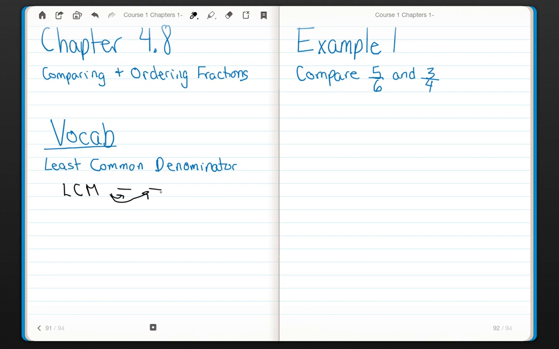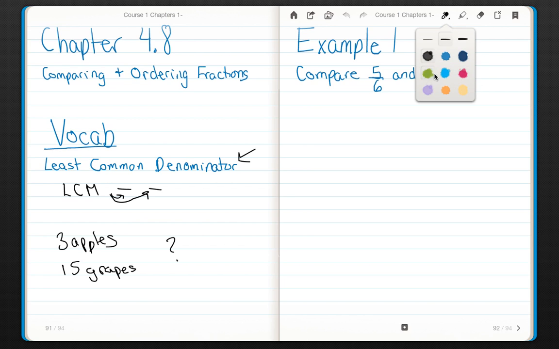So why do we need to find the least common denominator? Well, if we're comparing fractions, we need to have the denominators be the same. If I wanted to compare 3 apples and 15 grapes, and I ask you which is the most fruit, well, I don't know, those aren't the same size. They're not really the same shape either, so I need to make them more similar. With fractions, we do that by finding the least common denominator.